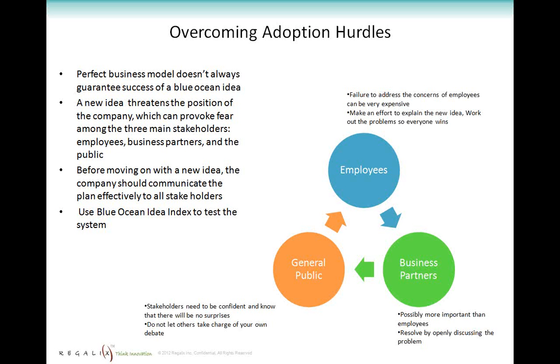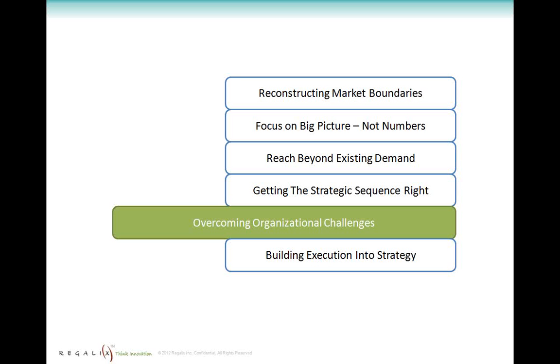Once this is done, the last test involved here is about overcoming adoption hurdles. As we are aware, a perfect business model doesn't always guarantee success for a blue ocean idea. Every new idea threatens the position of a company and can provoke fear among the three main stakeholders: the employees, the business partners, and the general public. Before moving on to the new idea, it is imperative that the company communicate the plan effectively to all stakeholders, and this can be done by using an idea index.